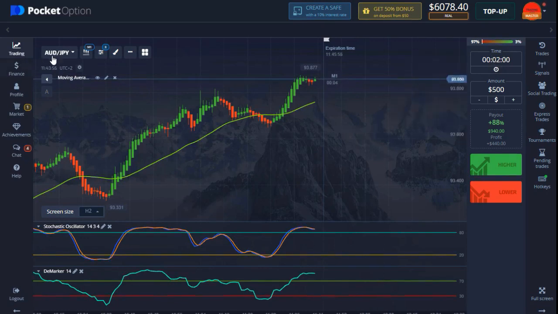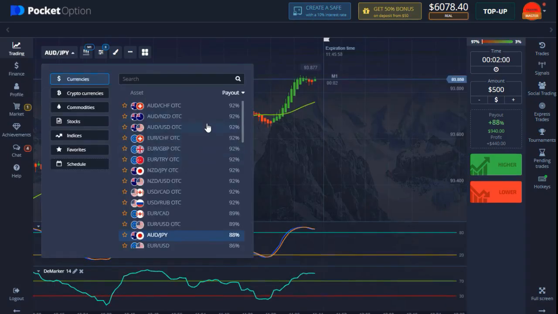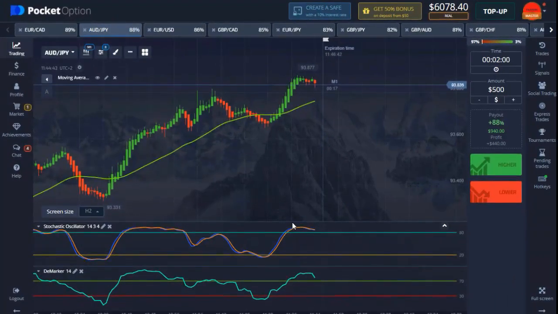Over here I'm going to put up my currency pair real quick. Right here I have my currency pair up. Don't forget, I'm doing this on the normal market, so I'm not doing this with OTC.